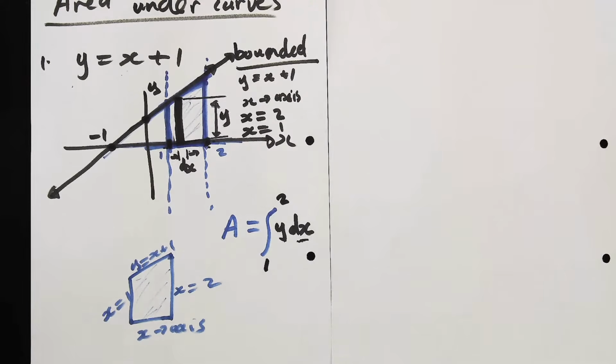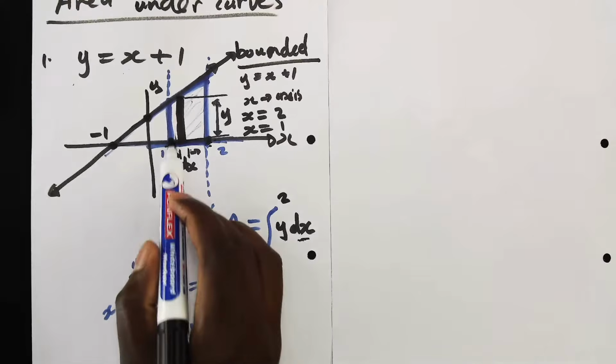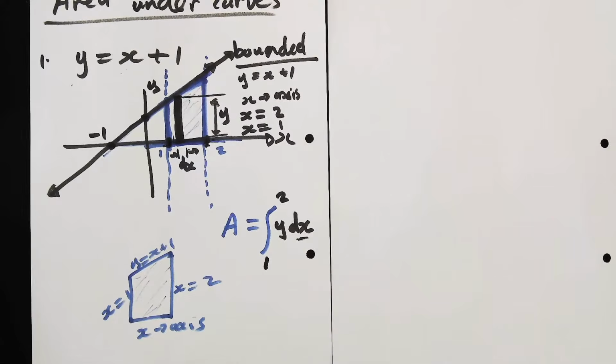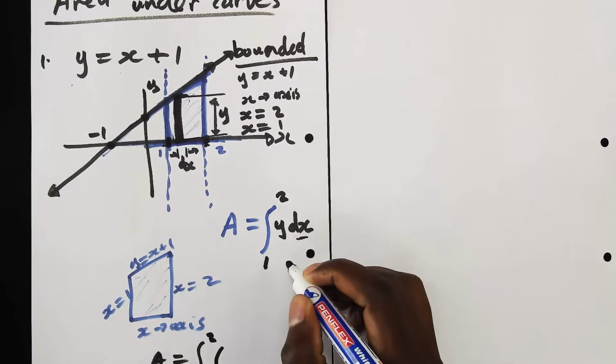The thickness of the strip is dependent on x. Here we said it's the line y equals 1, the line x equals 1, 2. So the area is defined between 1 and 2. And if you want to close the upper part where it's touching the graph, it is x plus 1. I hope you'll agree with me that if we want to find the area of this trapezium, we need to integrate in terms of x.